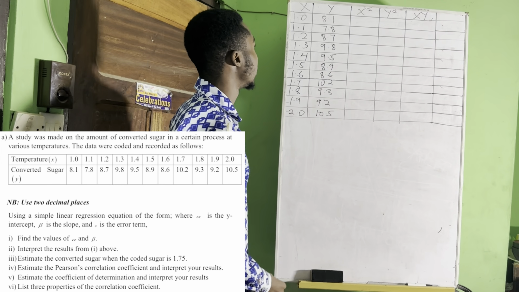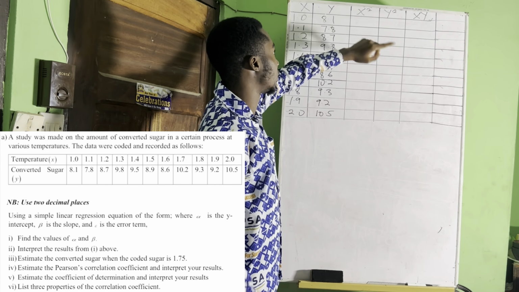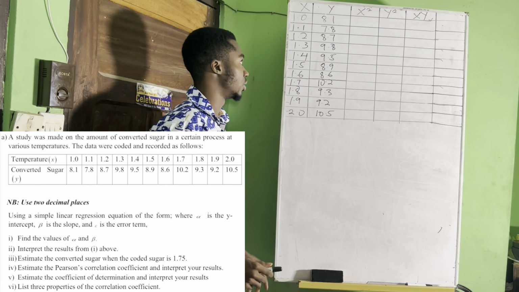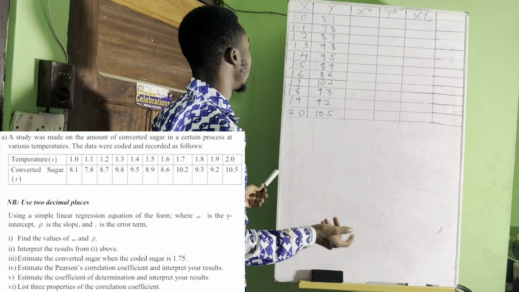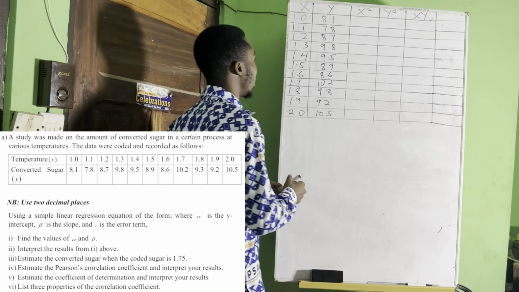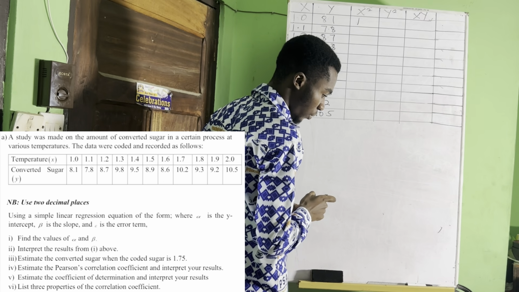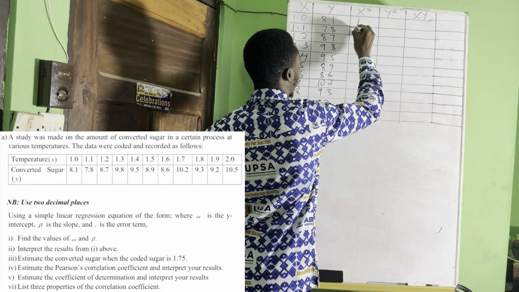So as I said, after you've written it, the first thing you find for is your x squared. You get it? So that one has not been given to you. So you just have to square all the x values. So now let's start squaring the x values. The first one, they gave us 1.0, which is the same as 1. So when you square 1, 1 squared will give you 1. So you do all on the calculator. The next one, 1.1. When you square 1.1, you should be getting 1.21.